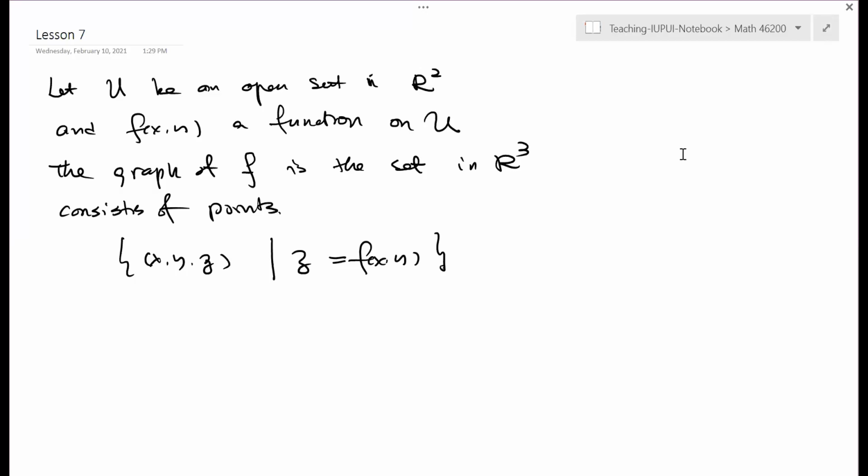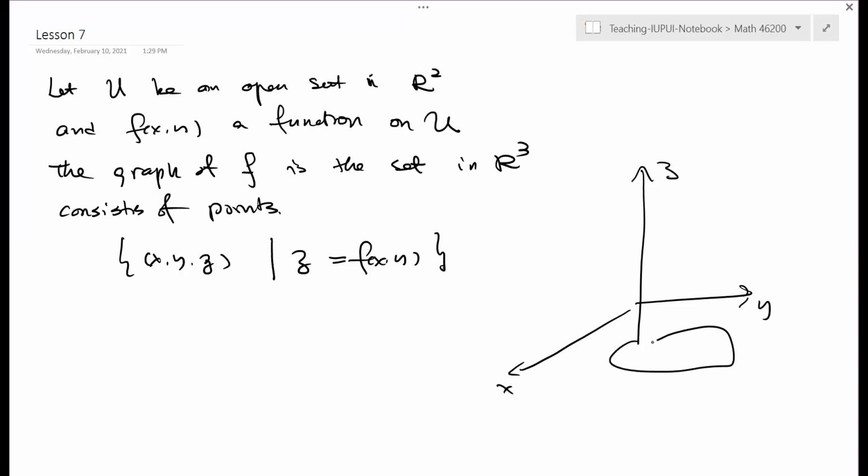This is about graphs. We're familiar with them, right, in multivariable calculus. Given a set U in the XY plane, and a function defined on it, the graph of the function is the graph of the equation z equals f of x, y.